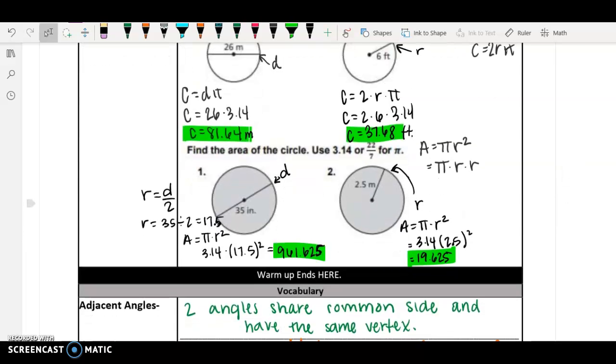For number 1 of the area problems, we have the diameter, and we can't use the diameter because we only have an r over here. And so we need to find r, so we do our diameter divided by 2, and that's 17.5. So we're going to do 3.14 times 17.5 times 17.5, and we get 961.625. And this is in inches squared.